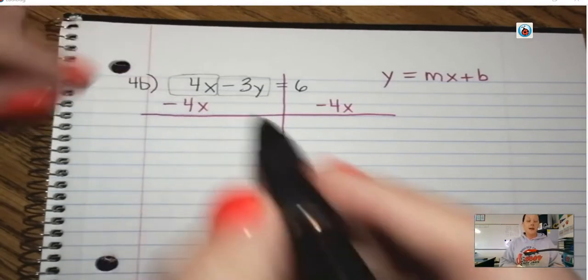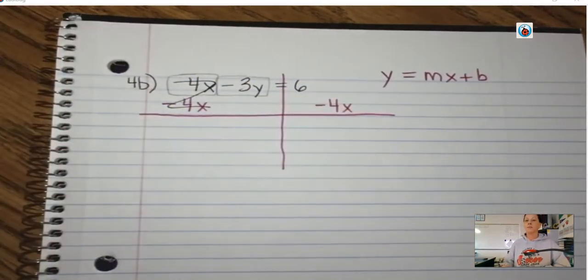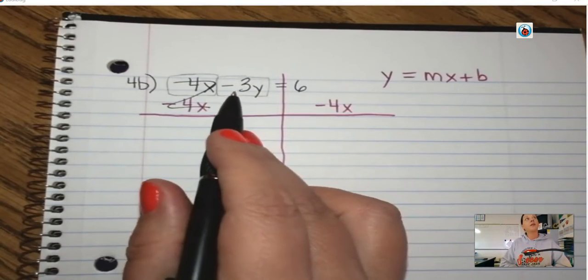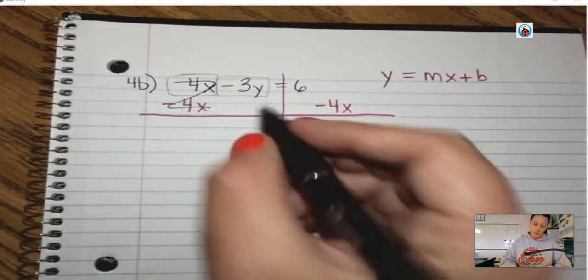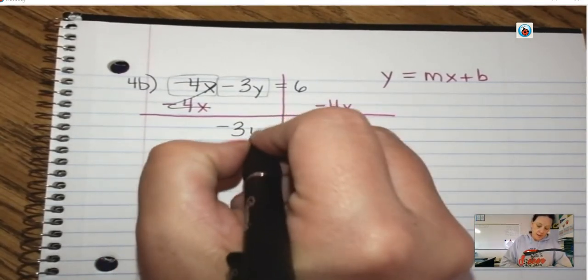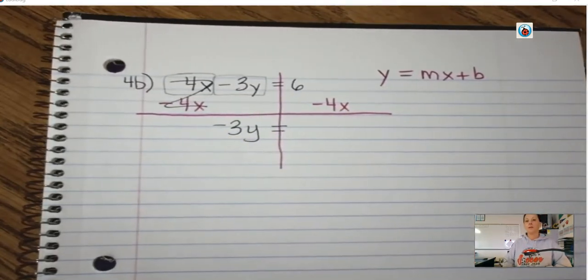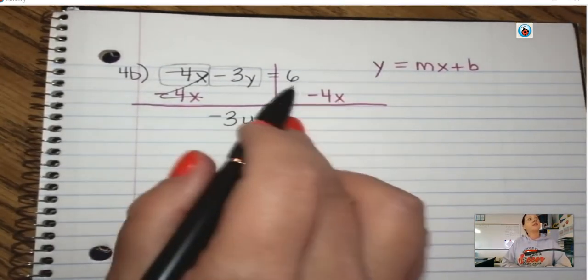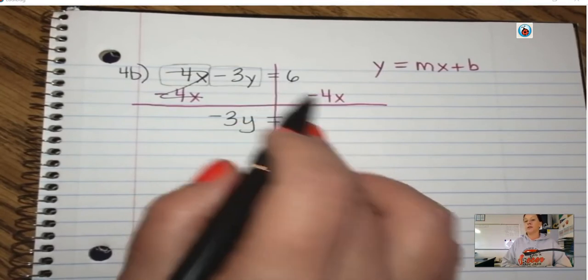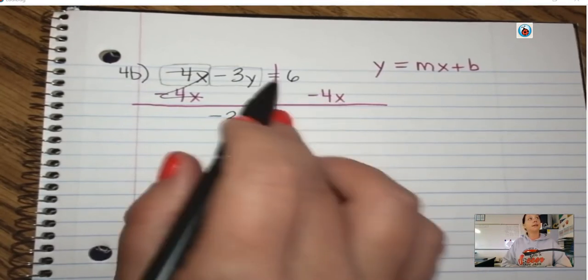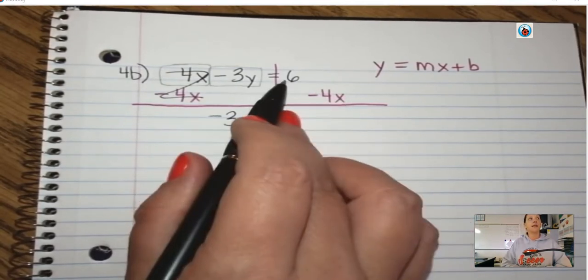4x's take away 4x's. There's no more x's. They're gone now. Don't forget to bring down the minus sign that's in front of the 3. So you're bringing down -3y's. Okay, these are not like terms. Don't write down 2x. 2x is wrong. Do not combine these. They're 2 different terms. One has an x and one doesn't.